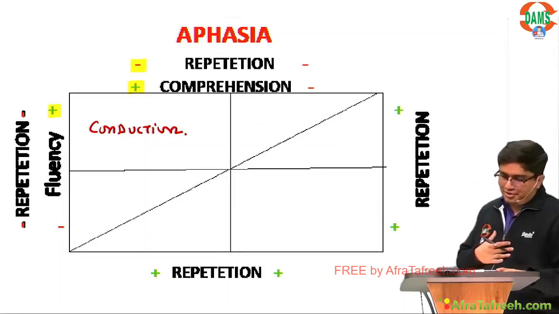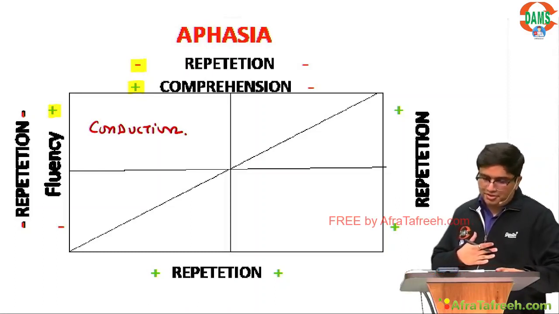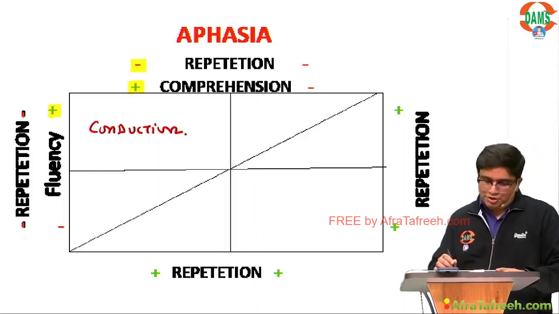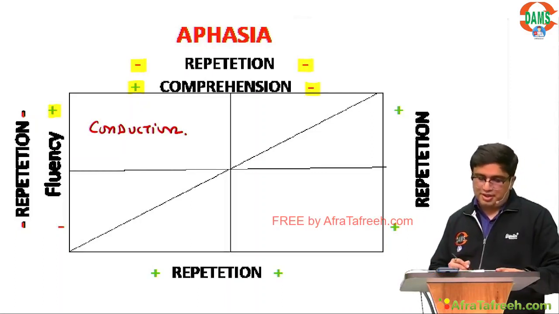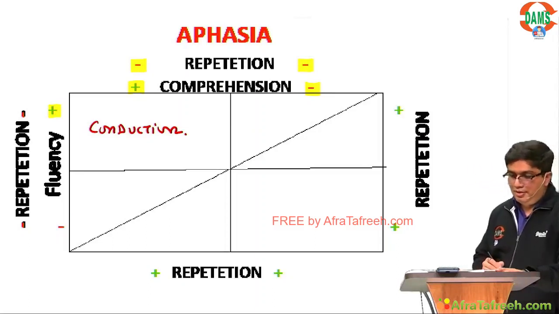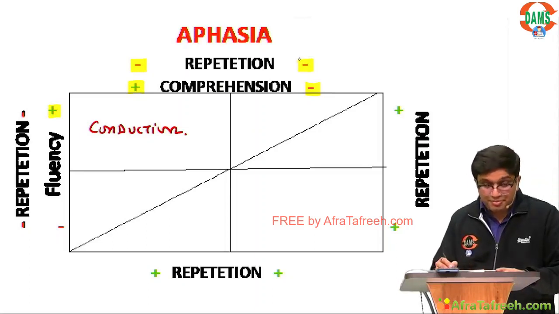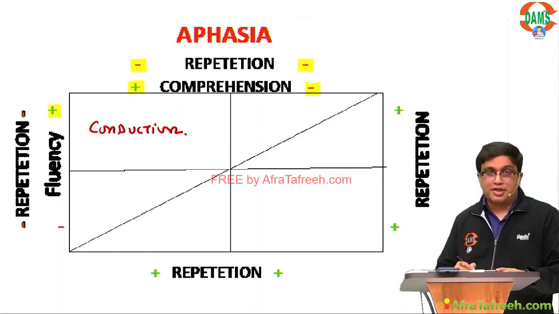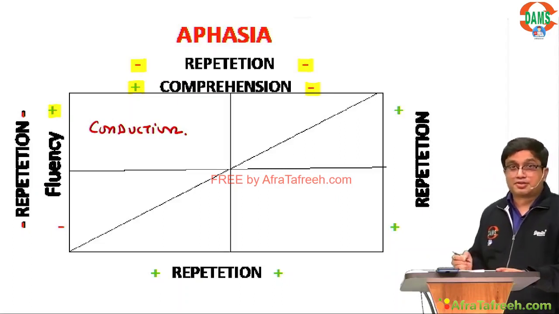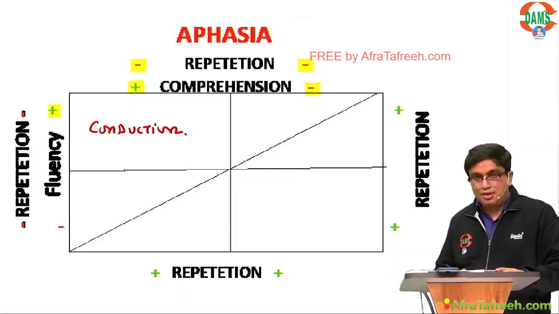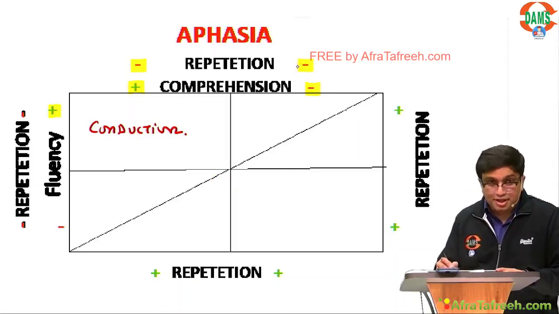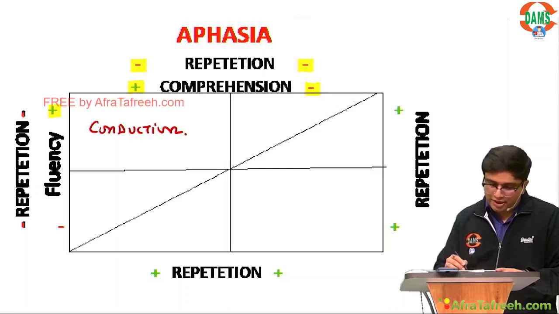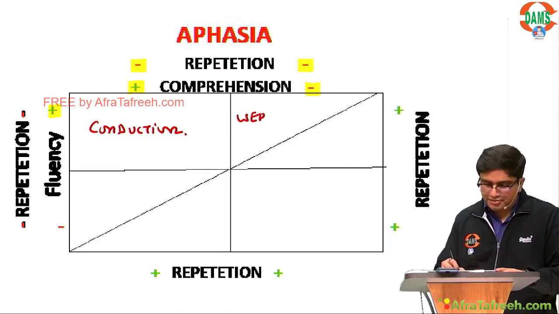Now let's try to follow this. There is a patient with me whose repetition is lost, whose comprehension is lost, but his fluency is intact. He can speak but doesn't understand. I have a patient with me, I repeat, whose repetition is lost, whose comprehension is lost, but his fluency is intact. Very good. Wernicke's aphasia. Excellent.